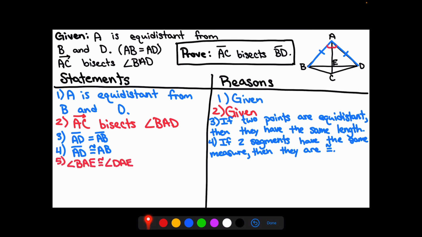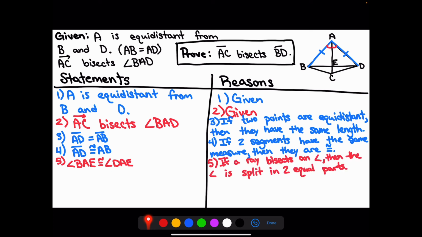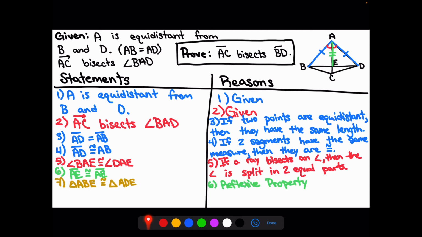From here, now we can say that those two angles are congruent, angle BAE and angle DAE, and those two angles are congruent because of the definition of an angle bisector. If a ray bisects an angle, then the angle is split into two. From here, I can say that AE is congruent to itself. And the reason that we can say that is the reflexive property. Now we have enough information to say that triangle ABE is congruent to triangle ADE. And the reason that we can say that is side, angle, side.